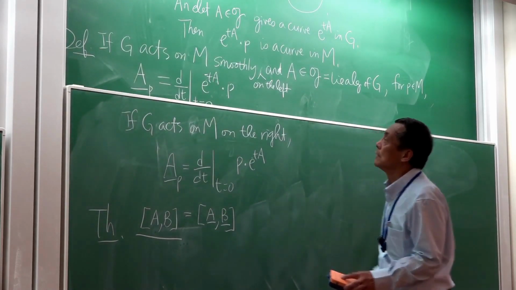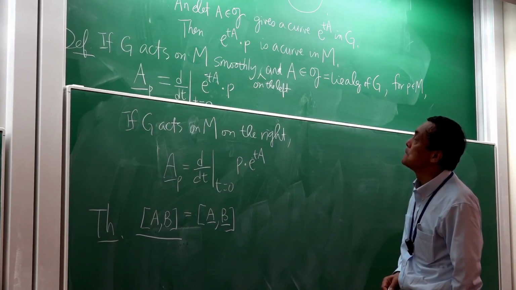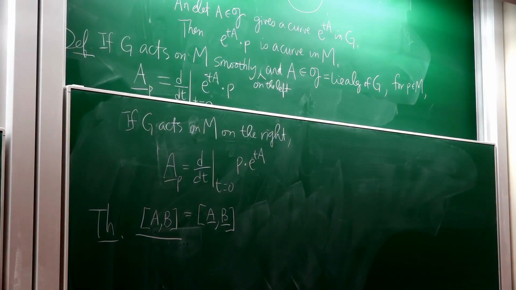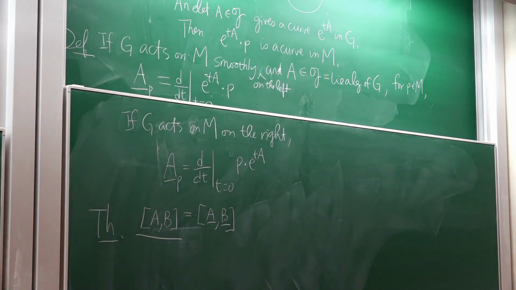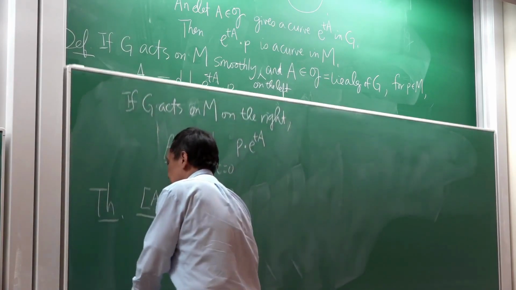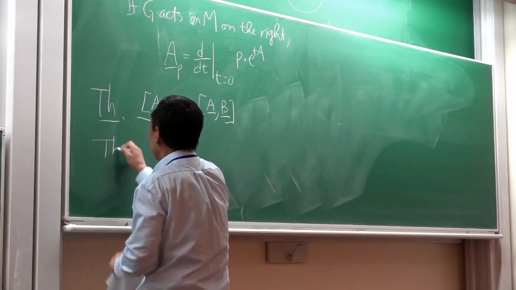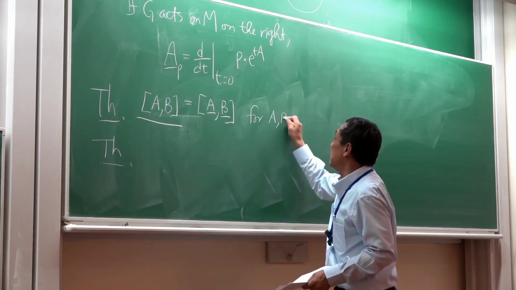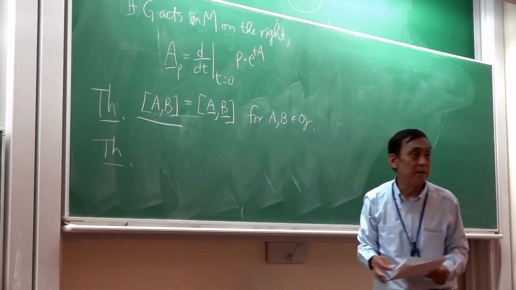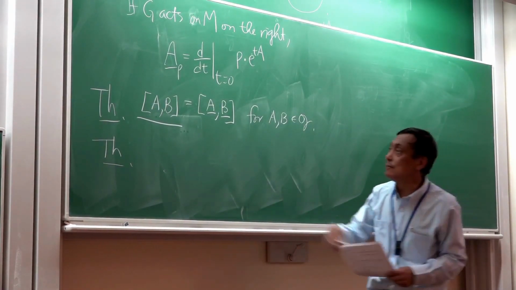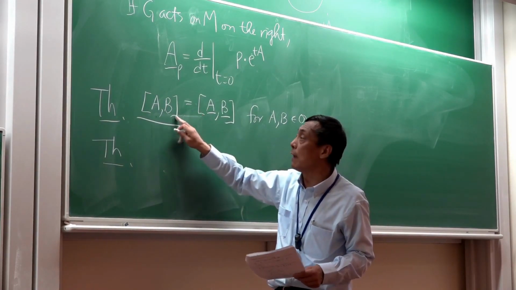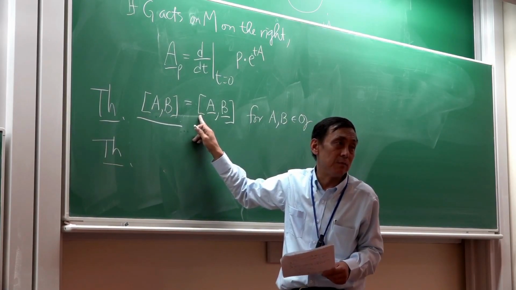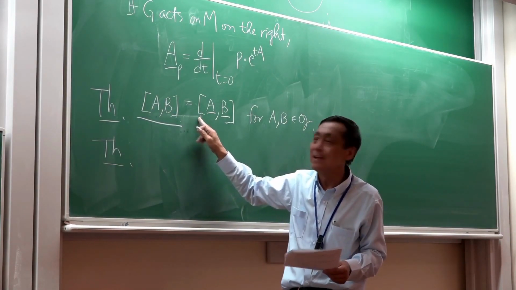Okay, so that's a fundamental vector field. Now let's write down some properties of the fundamental vector field. So theorem. Okay, that's one property for A, B in the Lie algebra. These two brackets are different brackets, right? This bracket is the bracket in the Lie algebra. This bracket is the bracket of vector fields on the manifold, okay?